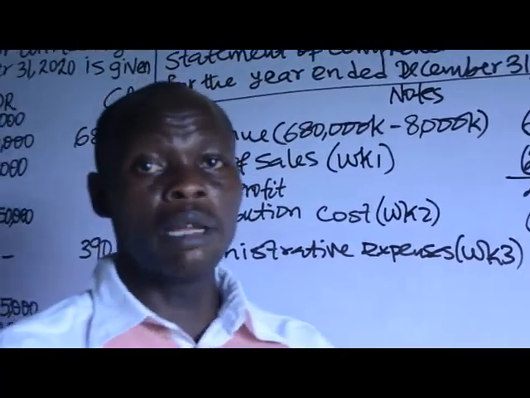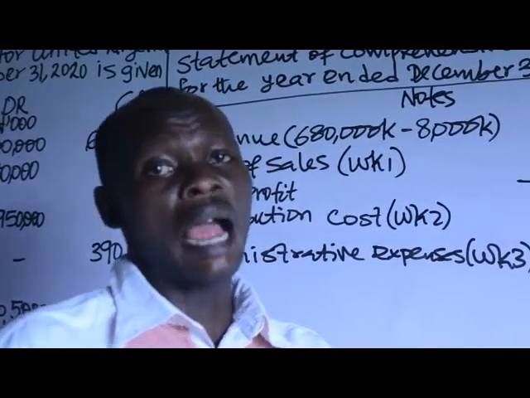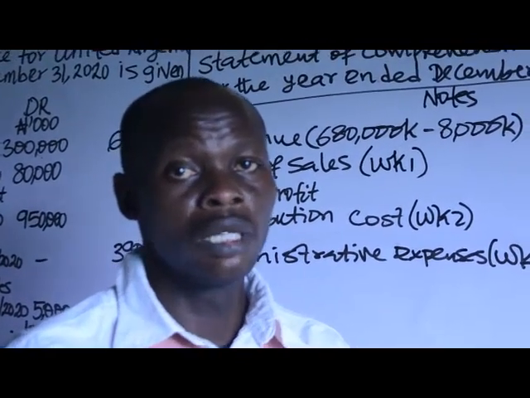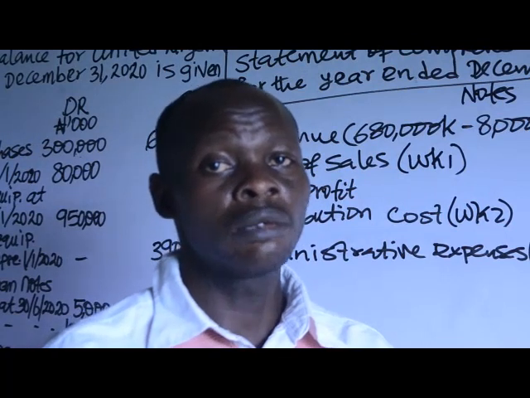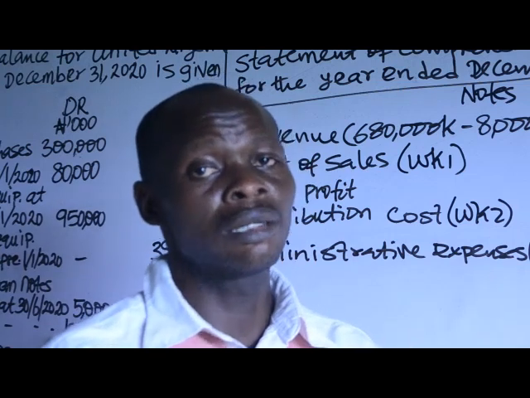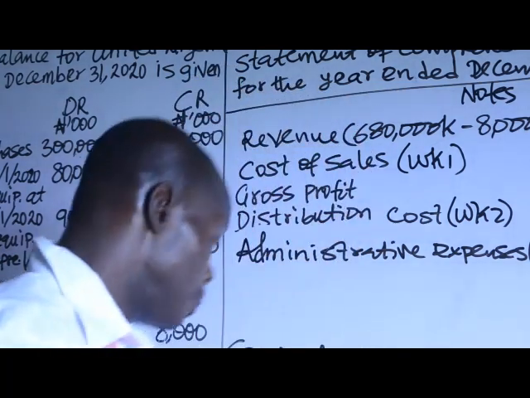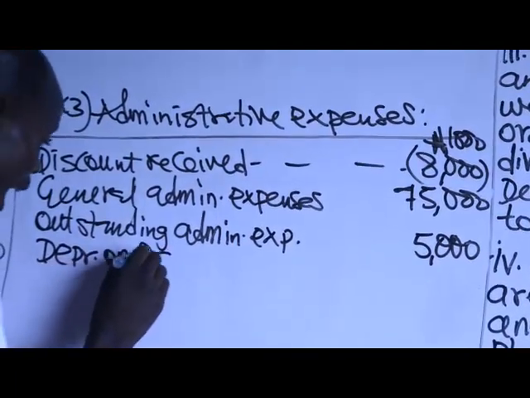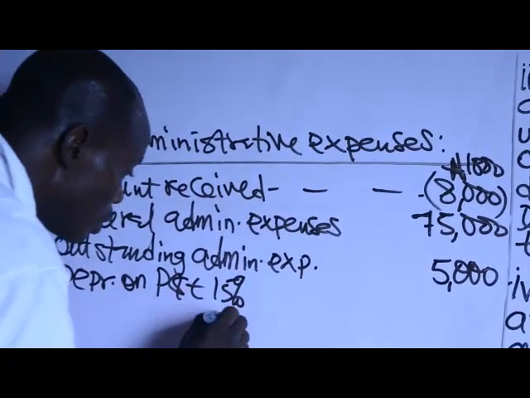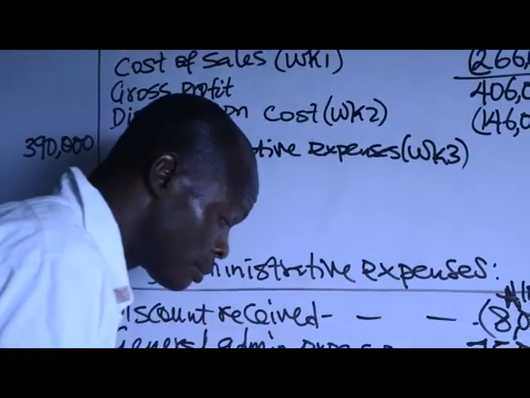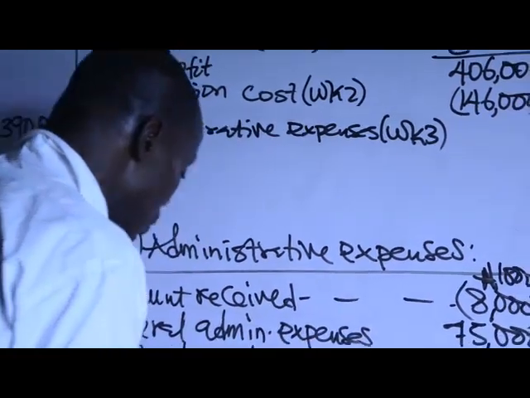So where depreciation is charged on reducing balance, that means you are going to calculate the depreciation on the carrying amount of an asset. Under the reducing balance method, depreciation will be calculated on the carrying amount of an asset. The carrying amount of an asset is the cost of the asset less accumulated depreciation to date. Now, depreciation on plant and equipment. We were told 15% on reducing balance.